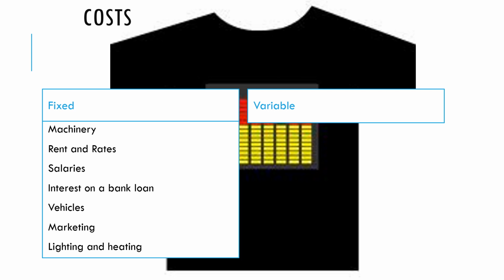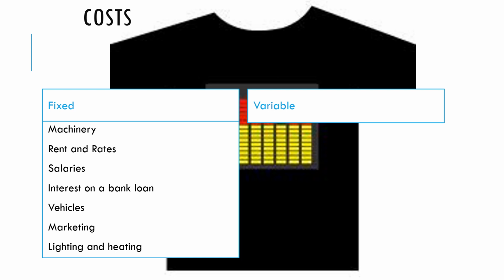Interest on a bank loan. Again, if you've borrowed money from a bank and you're paying it back, that won't change with how many t-shirts you produce. The cost will be the same to the business. That's another fixed cost. Salaries. If you pay your staff a full-time salary, then that won't change with the number of units produced.